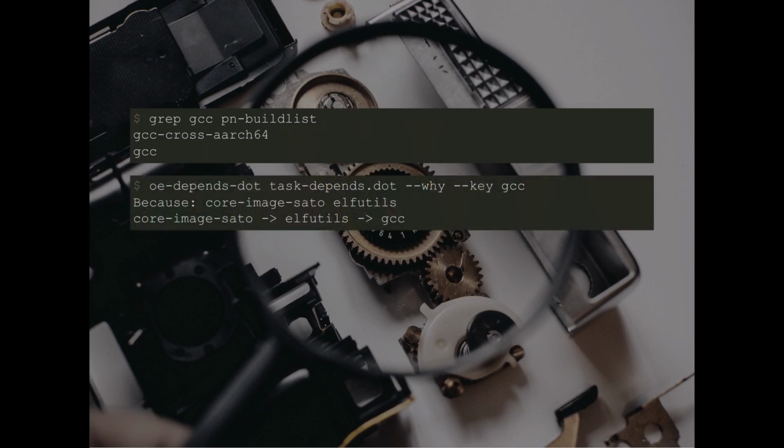There's a tool in OE-Core called oe-depends-dot, which can poke at the dot files that have been generated and tell you what is happening. So you can ask it, why GCC? And it says, oh yeah, GCC is because of elfutils, and elfutils is in your image. Okay, elfutils is fine, because lots of pieces of software use that, RPM, for example. But why is elfutils pulling in GCC?